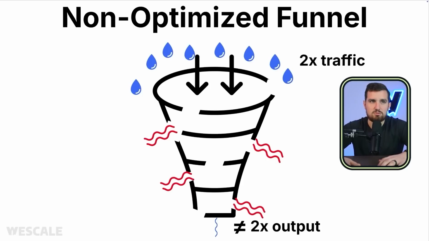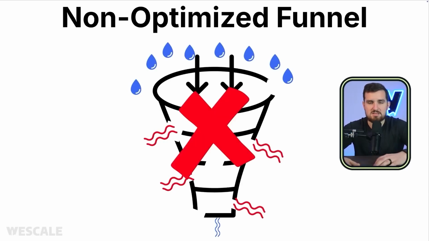And so when you double the water going in the top, or you double your traffic, you're not learning anything new. You just see where the leaks are even more, but they were still the same. And you just have more money or water flowing out the sides. And this is not what we want.